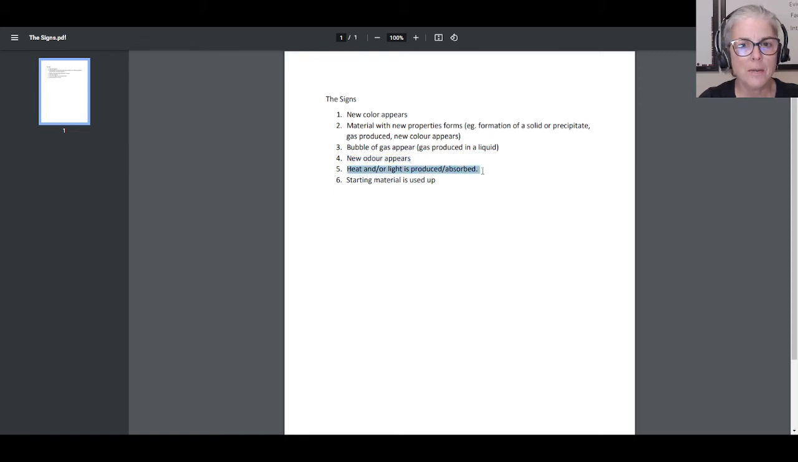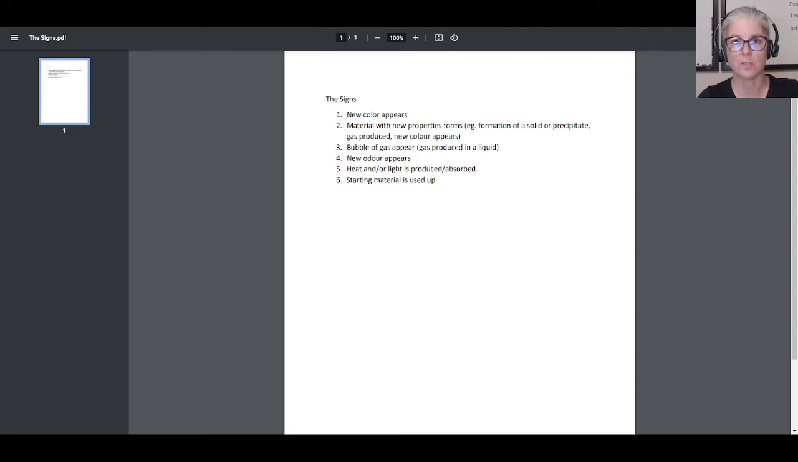Was heat and or light produced? Well, you're not 100% sure about that. Some of them will be getting warm, but they don't really show that very much in the demonstration. So you might have to research that. Is there some heat that's produced? Starting material is used up. Some of them do have the starting material used up because you can no longer see it. Okay. So you want to be looking for these signs and using this language.